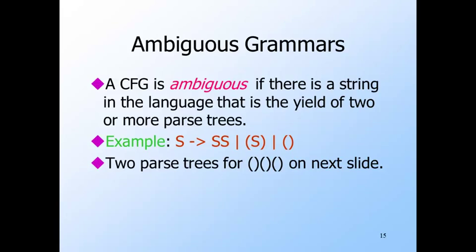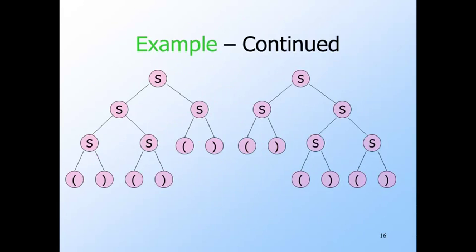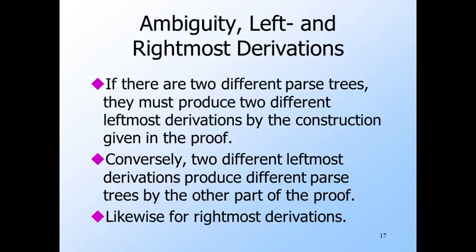I'll show you two parse trees for this balanced string, that is left, right, left, right, left, right, on the next slide. Notice that each of these trees has the same yield, that is 3 pairs of left and right parentheses. However, they are evidently not the same tree. The first replaces the first child of the root by SS, and the second does the same but with the second child.